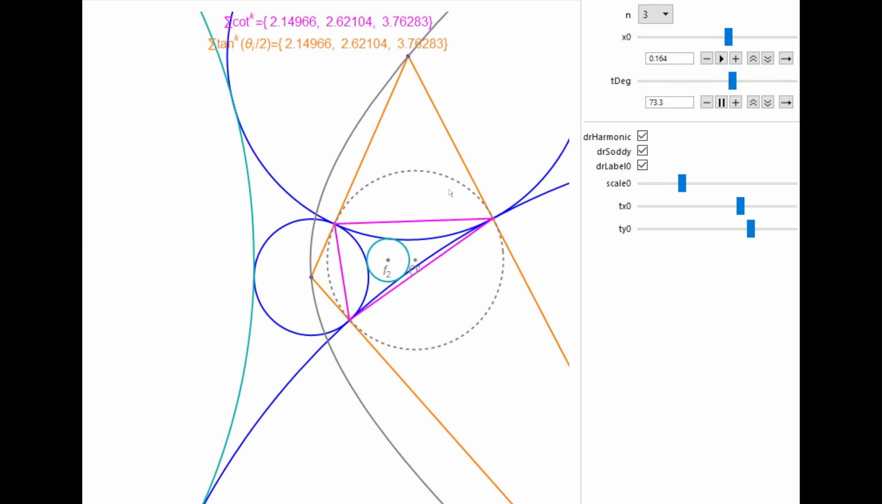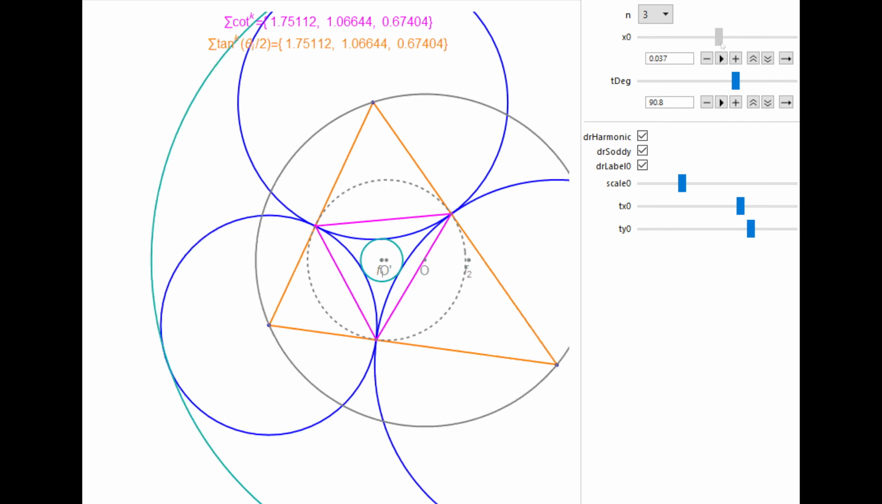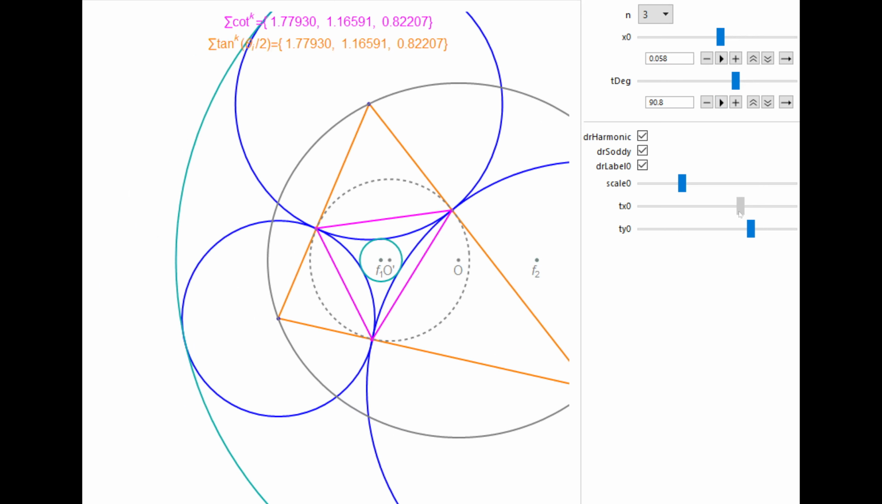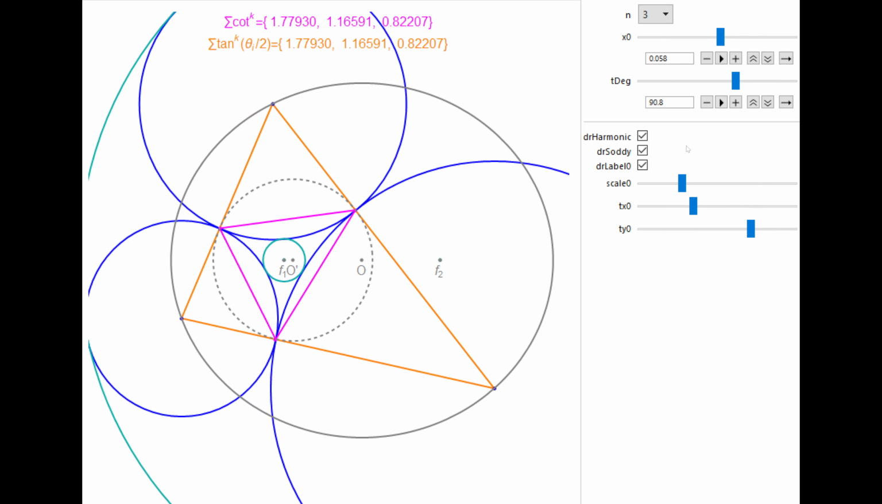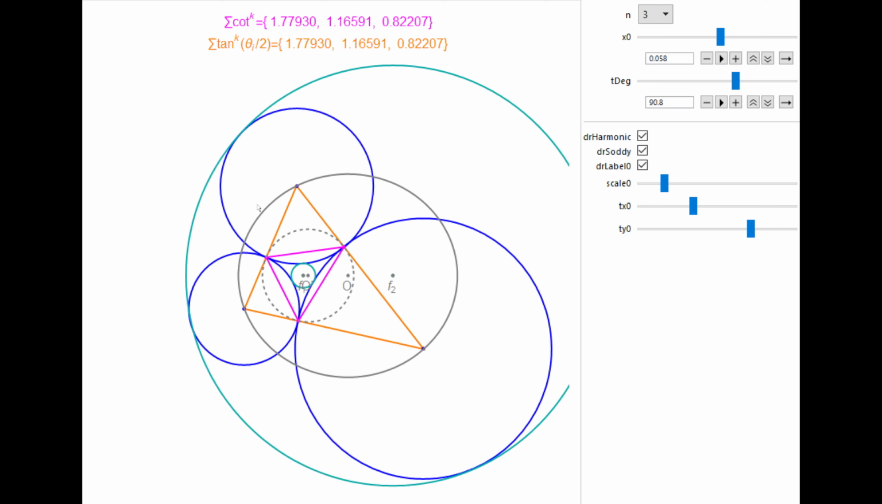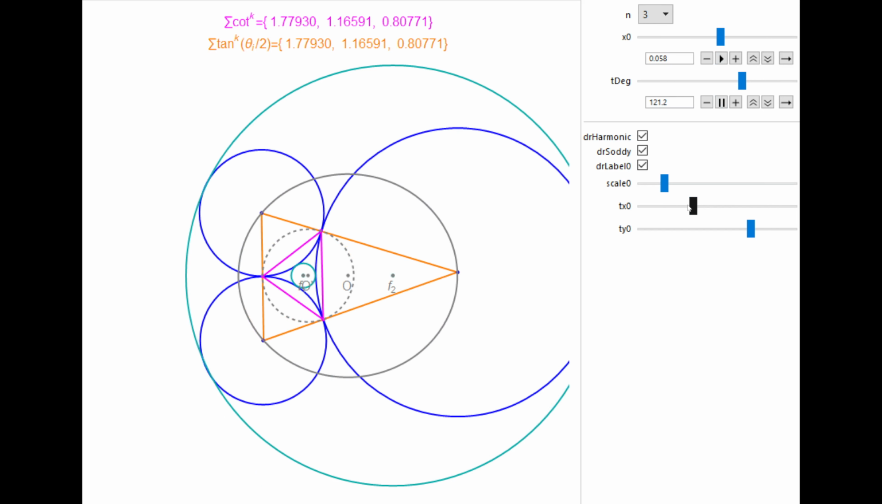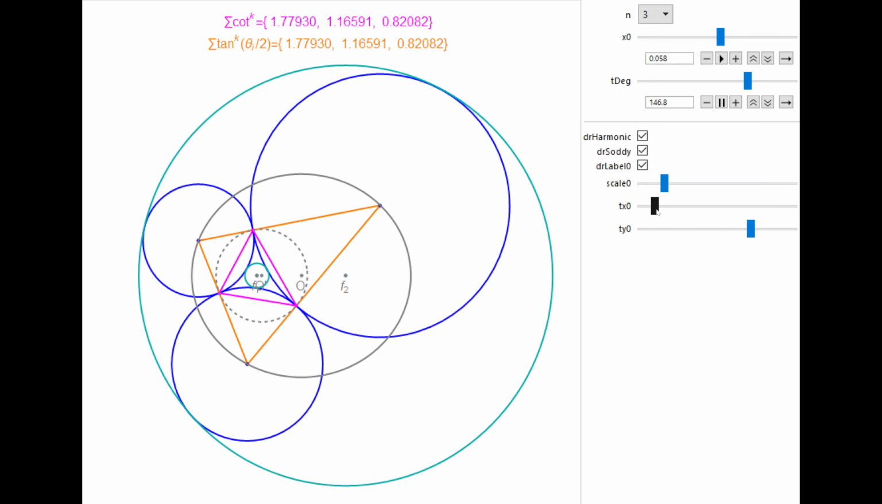Okay, so this is the n equals 3 case, which is giving us this additional property that the three numbers are the same. So I have two families whose sum of half tangents and sum of cotangents are the same number. Anyway, I think that we got a pretty rich exposure to what's going on here.